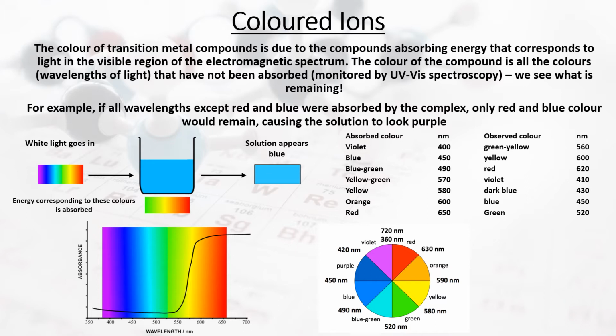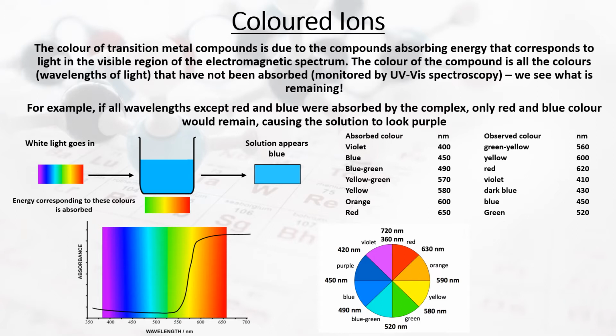And so we can see this example here in the middle. If I take some white light, and white light is a mixture, essentially a whole spectrum of colours, and I shine this through my solution, energy that corresponds to the colours there, from kind of green to red, is absorbed by the compound. So those wavelengths of light, those specific colours, are absorbed by the compound. Therefore, we see what's remaining, which is that kind of bluey colour at the end. So the solution appears blue to us because all of the other colours, the green, the orange, the yellow, the red, has been absorbed by the compound. So we see what is remaining.